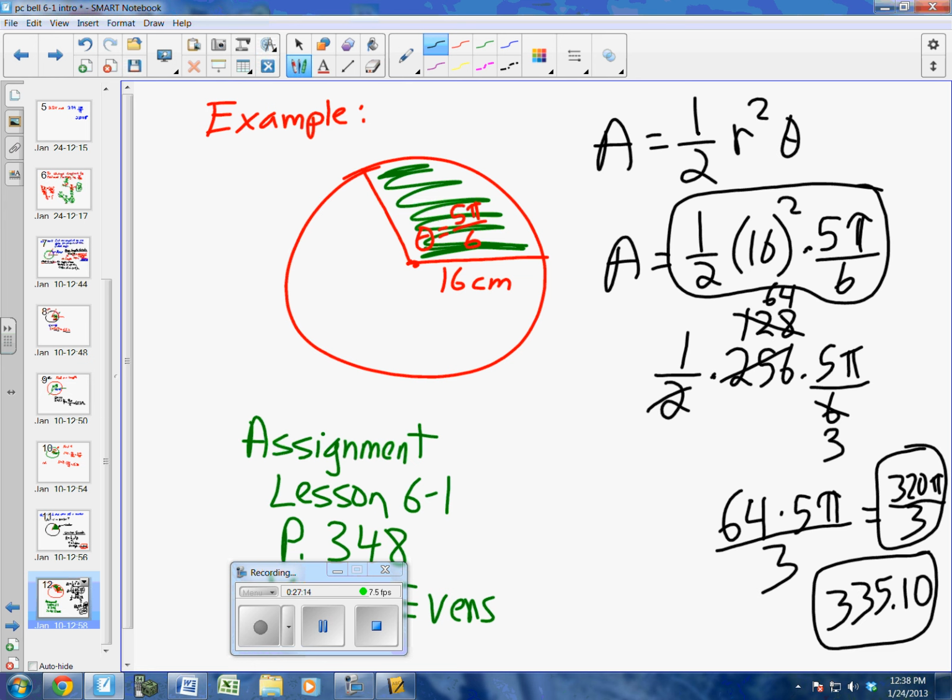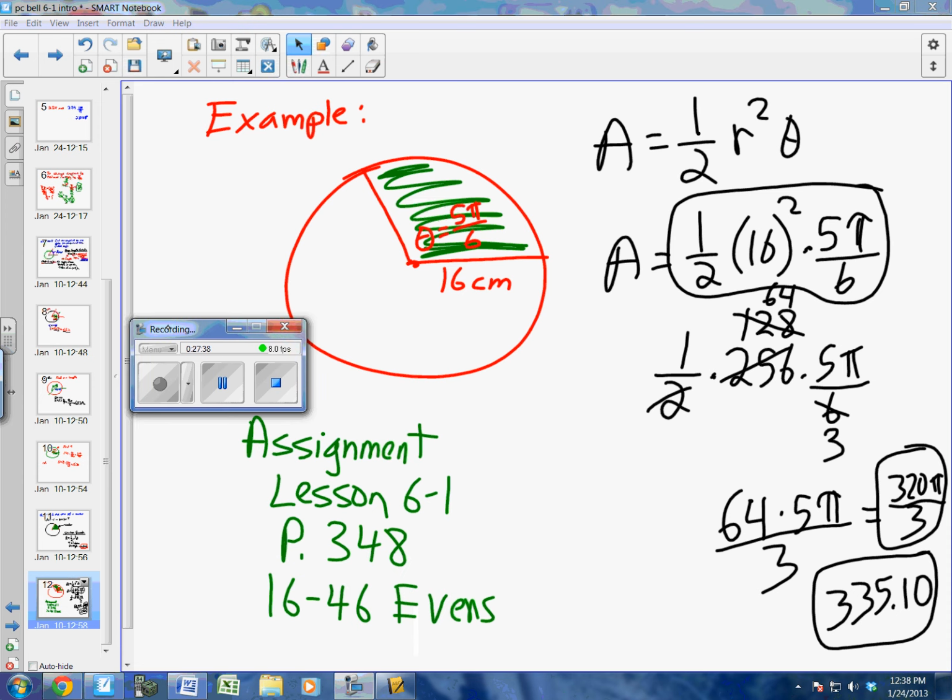No, hey, everybody, just so you know, everybody take your calculator right now. 1/2 is 0.5, so everybody go 0.5. And then go times 16 squared times 5 times pi, and then hit divided by 6. You should get the same answer. Just double check it. There you go.